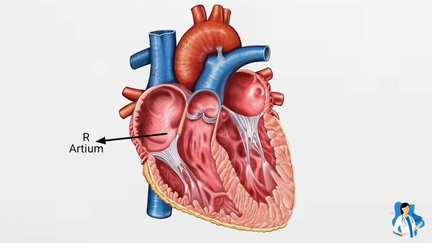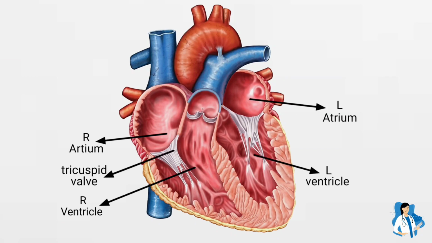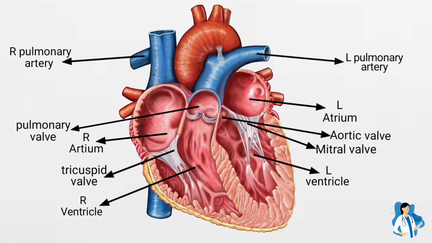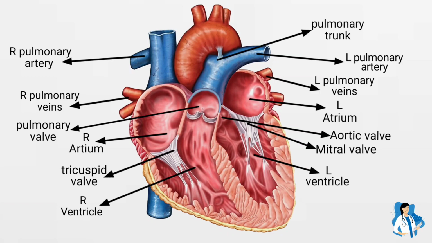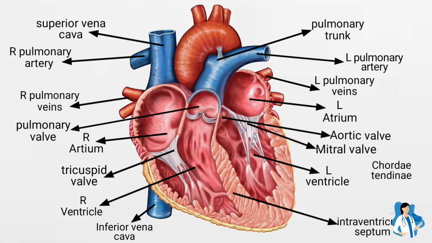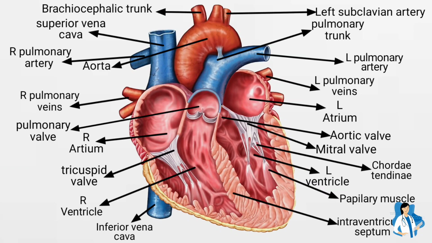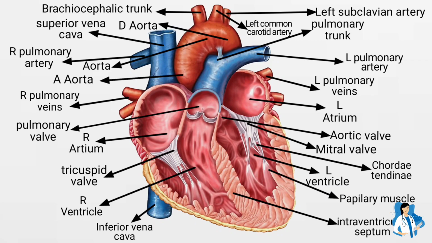The heart consists of the right atrium, right ventricle, left atrium, left ventricle, tricuspid valve, mitral valve, pulmonary valve, aortic valve, left pulmonary artery, right pulmonary artery, left pulmonary vein, right pulmonary vein, pulmonary trunk, superior vena cava, inferior vena cava, interventricular septum, chordae tendineae, papillary muscle. Lastly, the largest artery called the aorta, with branches: brachiocephalic trunk, left subclavian artery, left common carotid artery, ascending aorta and descending aorta.